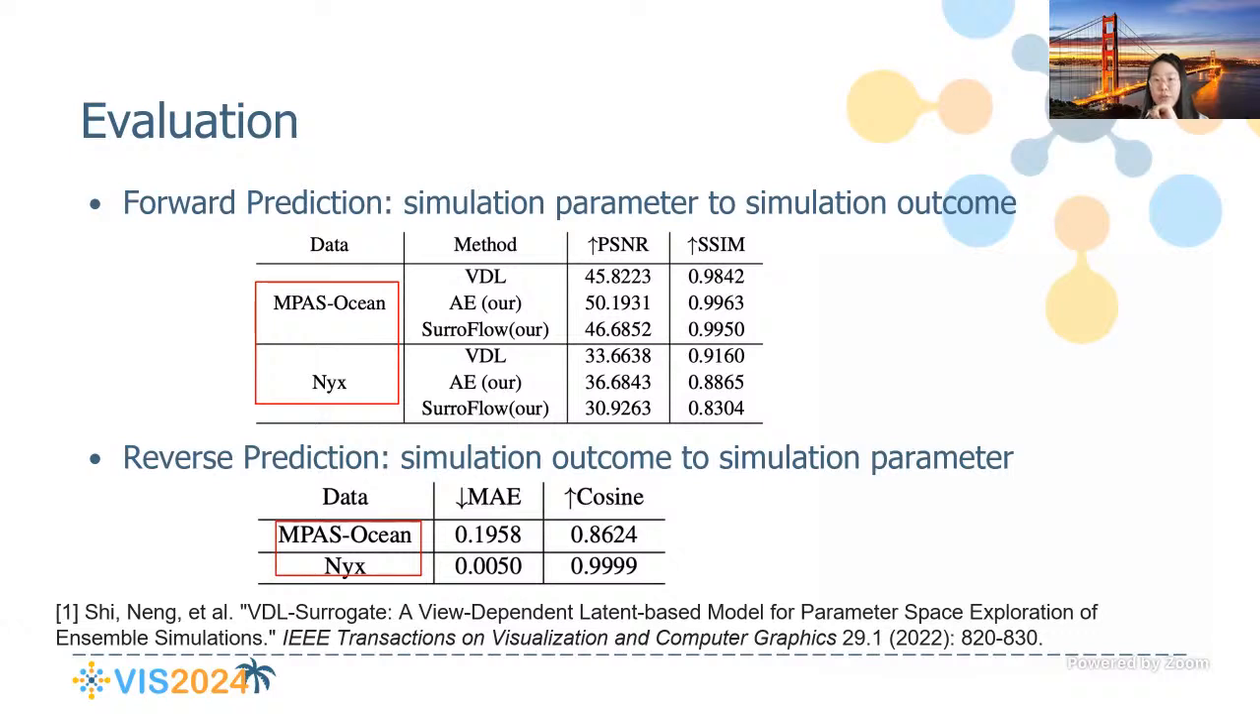For the forward prediction, we compare our pre-trained autoencoder and SurroFlow with the baseline VDL surrogate in terms of PSNR and SSIM. The result shows that our SurroFlow can achieve comparable performance with the baseline, while SurroFlow performs slightly better on the MPAS-Ocean dataset. And our model offers additional benefits, including uncertainty quantification and reverse prediction, compared to the VDL. For the reverse prediction, we evaluate in terms of the MAE and cosine similarity, and our SurroFlow achieved high accuracy here.